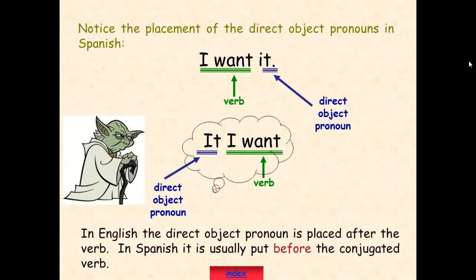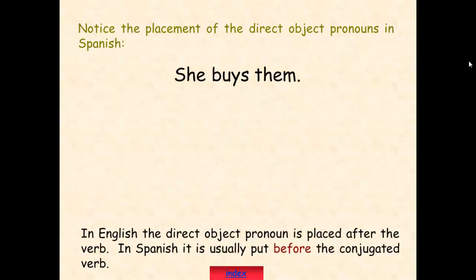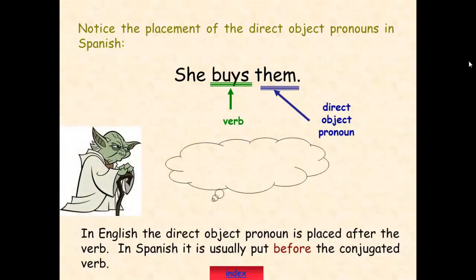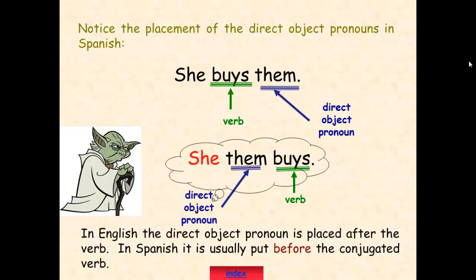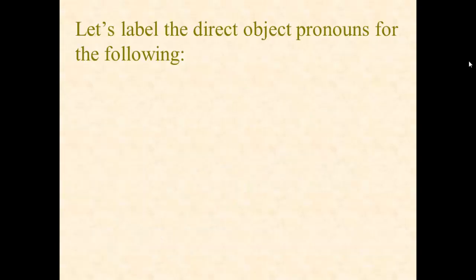Let's look at another example. You have, she buys them. Buys is my verb. Them is my direct object pronoun. But Mr. Yoda says, she them buys, right? She would be your subject. Them would be your direct object pronoun. And buys would be your verb. So notice the placement of the direct object pronoun. In English, the direct object pronoun is placed after the verb, while in Spanish, it usually comes before the conjugated verb, and we're going to talk about that. So let's label the direct object pronouns for the following.